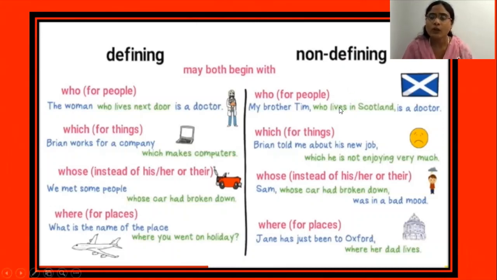Let us talk about a few examples which refer to non-defining relative clauses. Here, in this sentence, my brother Tim, who lives in Scotland, is a doctor. If I omit the relative clause and say, my brother Tim is a doctor, the sentence is complete. Who lives in Scotland is giving additional information about my brother.